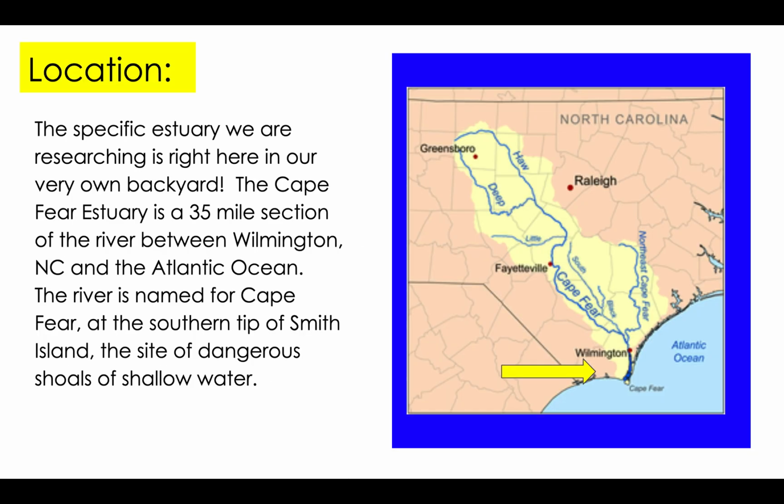On the next slide, you're going to talk about the location. So where are estuaries located, or where is your biome predominantly found? So as you can see here, with ours being on the coast of North Carolina, they are particular to areas that have rivers that dump out into large oceans.